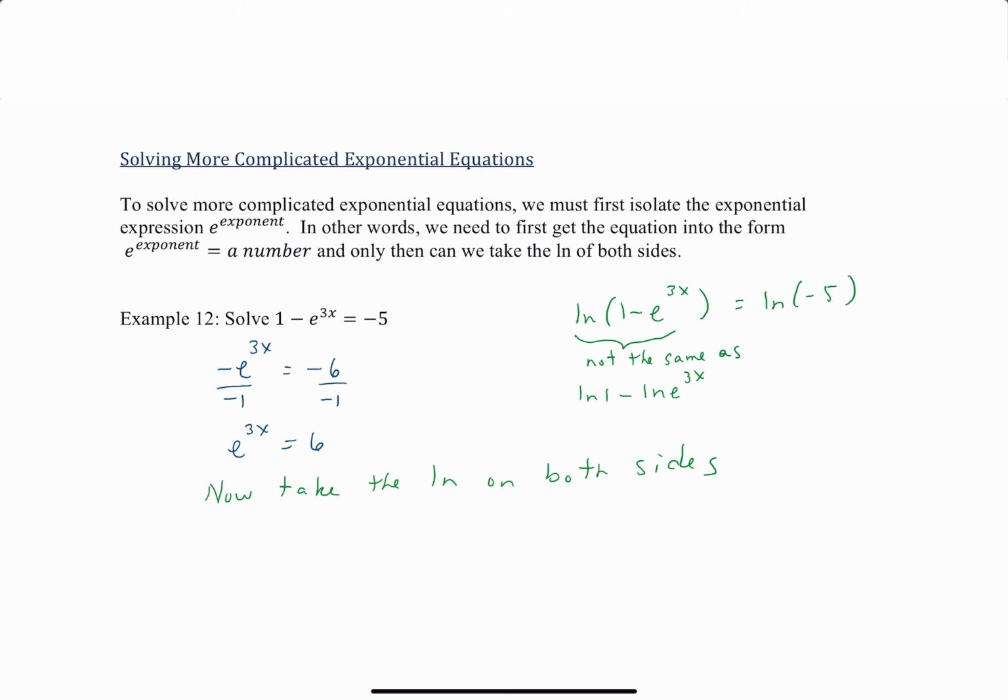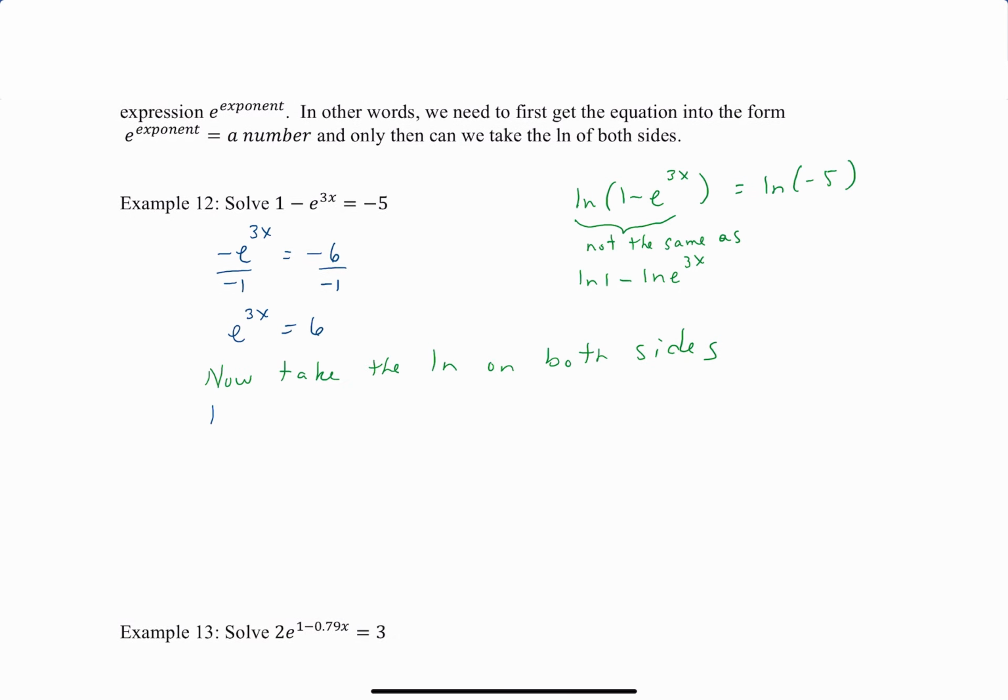Because we got the e to the 3x all by itself. So now doing that, I'll have ln of e to the 3x equals ln of 6. And now there's nothing interfering with the ln canceling the e. So I get 3x equals the ln of 6. So x equals ln of 6 divided by 3.